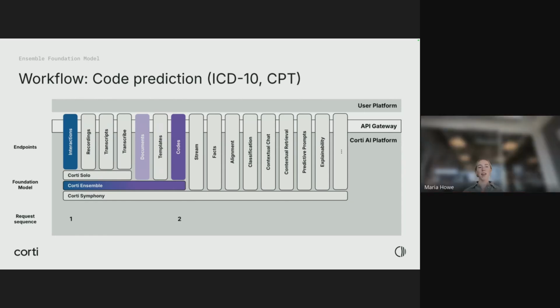You could actually also link this code prediction workflow onto the ambient documentation. So you could do ambient documentation plus code prediction, and it would basically be what we just described, plus this additional part of the sequence.